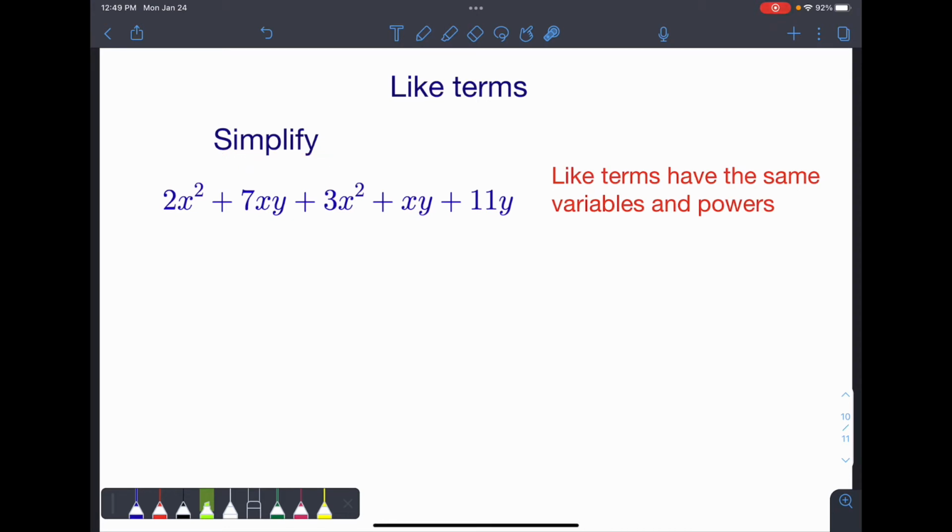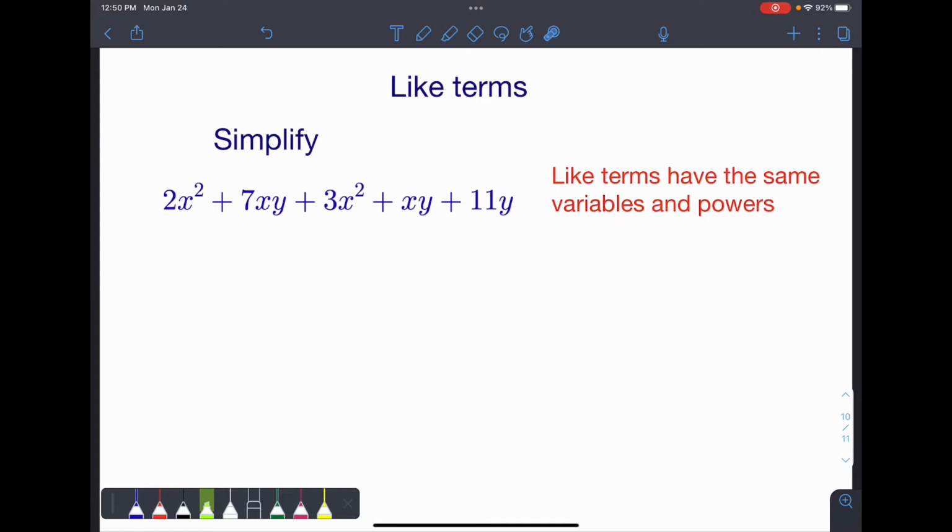When we see something like this, one of the things that we should look for are something that we call like terms. So remember what each one of these things are that I'm underlining. Each of those things is called a term. Terms in a polynomial are separated by addition and subtraction. Okay, so in this case we have 1, 2, 3, 4, 5. Those are 5 terms. Now, like terms have the same variables and powers.